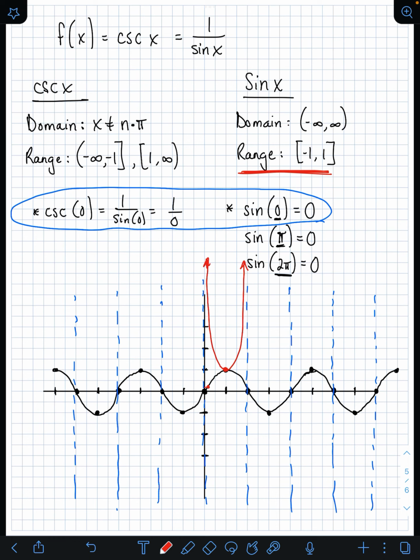The same behavior will happen every time sine bows up above the x-axis. And the same thing will happen below the x-axis, because the only difference is that all the values are negative. So as sine dips below the x-axis, cosecant will come up to meet it and then drop away again.